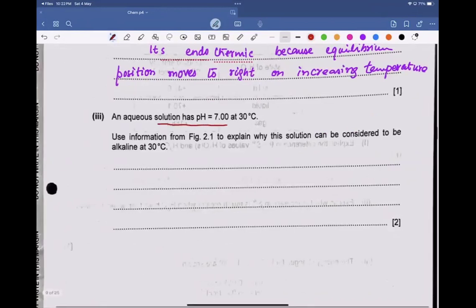An aqueous solution has a pH 7 at 30 degrees Celsius. Use information from figure 2.1 to explain why this solution can be considered to be alkaline at 30 degrees Celsius. Can anyone explain this?